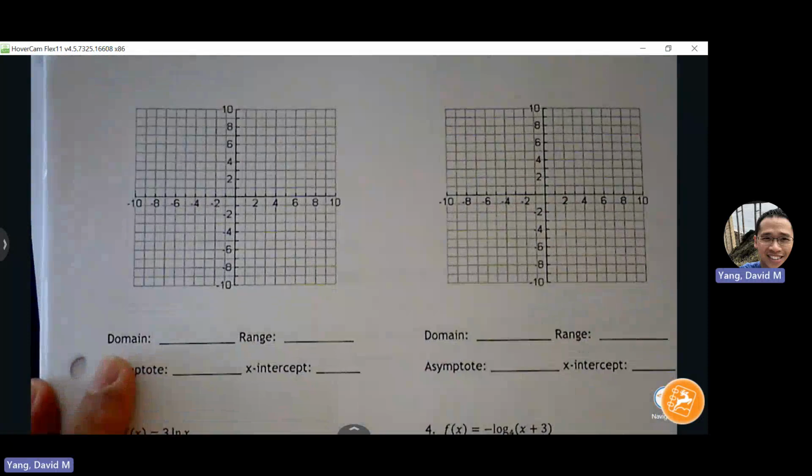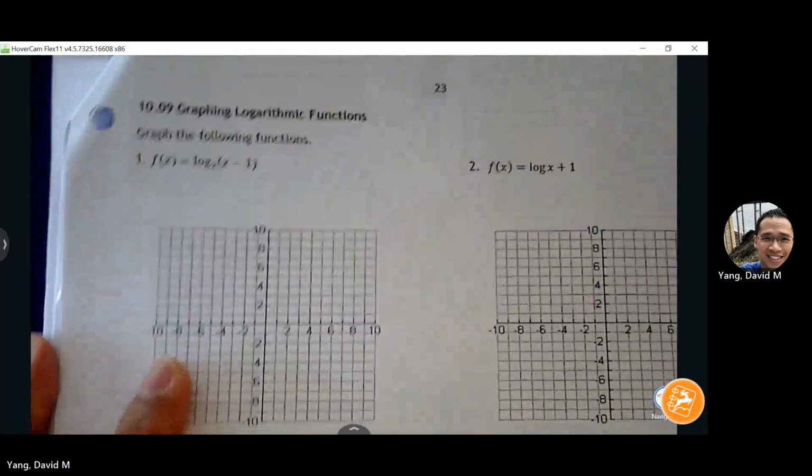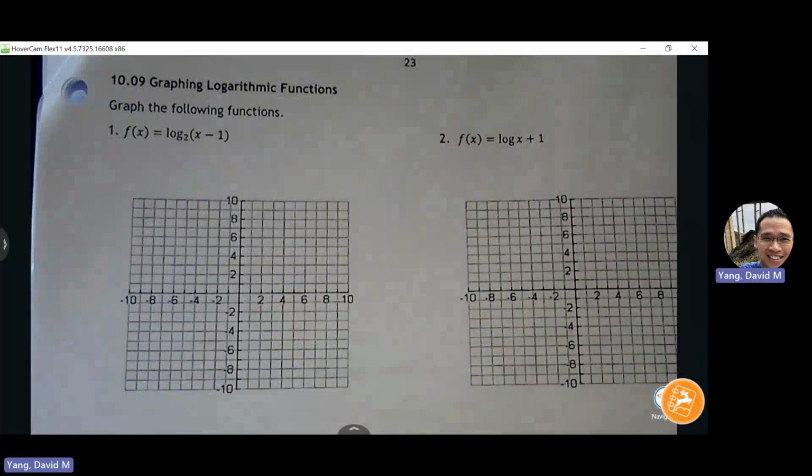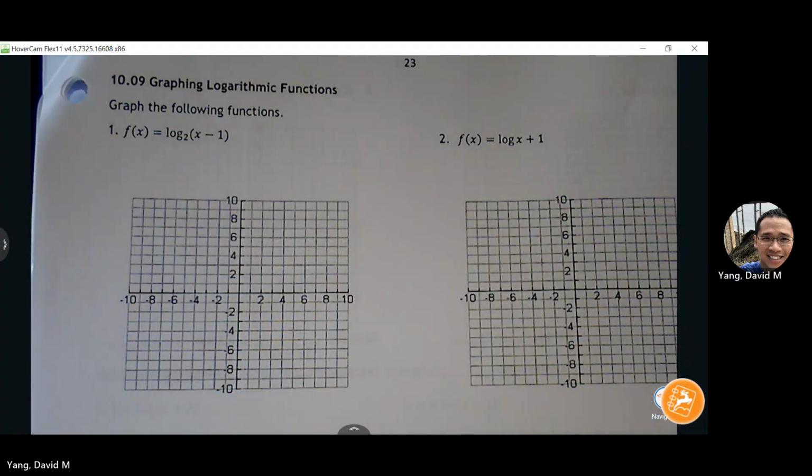Okay, so now we're going to talk about where functions are not lined up at the x-axis anymore, and there's going to be some shifting going on. Okay, we're actually getting a little ahead, but that's okay, because if we can get done with graphing early, then we can just spend all next week reviewing. Okay, everybody good? Okay, so page 23.